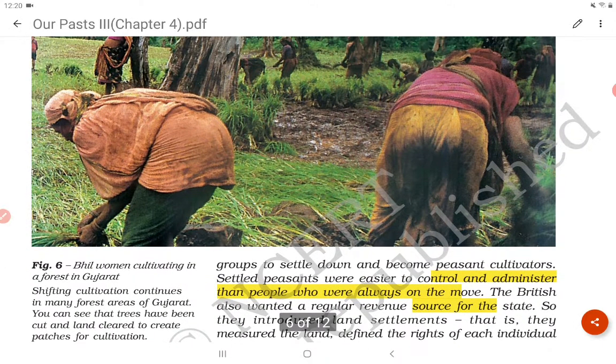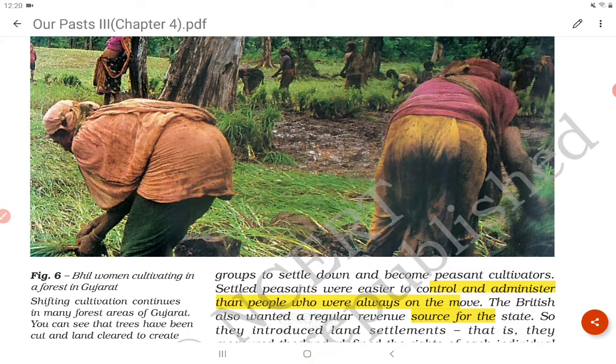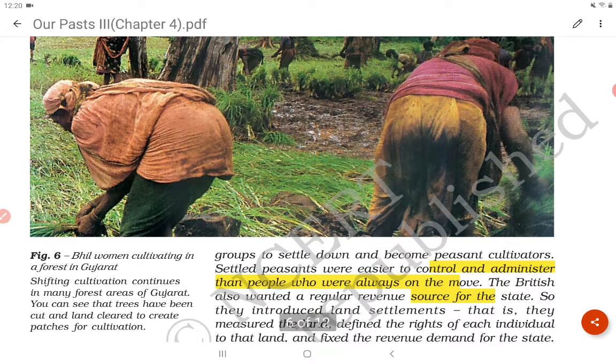So this figure number 6, it shows Bhil women cultivating in a forest in Gujarat. Shifting cultivation continues in many forest areas of Gujarat. You can see that trees have been cut and land cleared to create patches for cultivation.